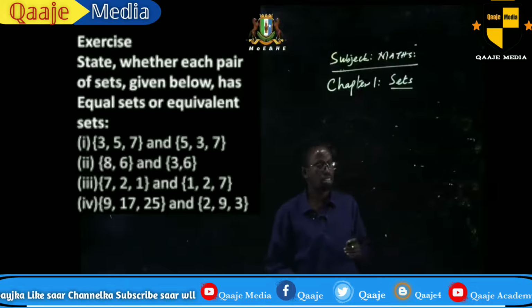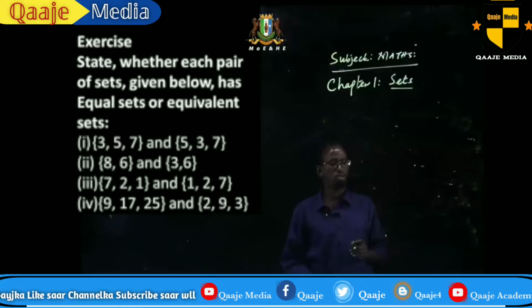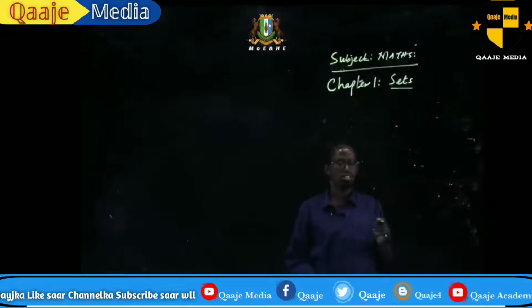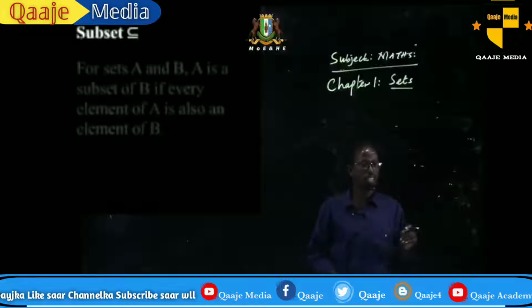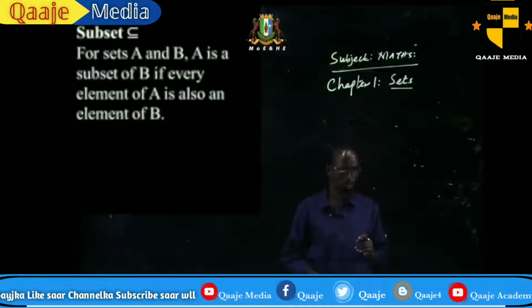The next one is {7, 2, 1} and then {1, 2, 7}. This one becomes an equal set. Number 4: {9, 17, 25} and {2, 9, 3}. These two sets are equivalent because they contain different elements but the same number of elements.